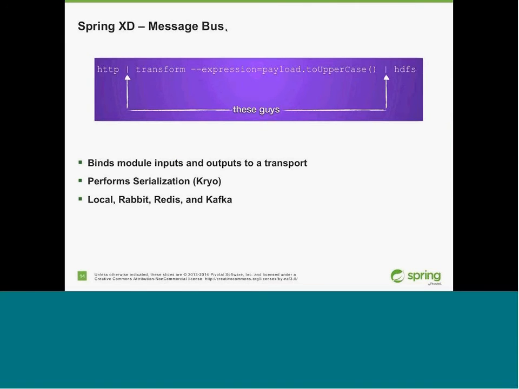To focus in on the pipe symbols that you see in between on the DSL, these basically represent the transport. So wherever you see a pipe symbol, you can think of it going over the wire, unless it happens to be all in memory in a local transport. This is where serialization happens, and we use the Kryo library for that. And the distributed options we offer are around Rabbit, Redis, and Kafka.